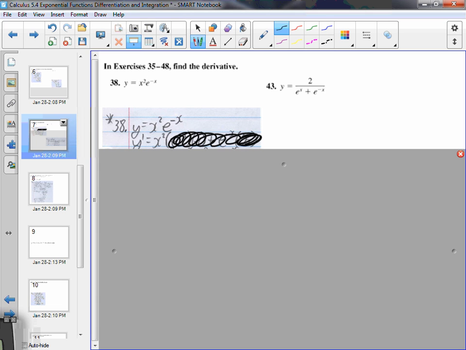Now, the derivative of e to the negative x, that's an e to the u problem. It's not an e to the x, is it? It's an e to the u. The derivative of e to the u is e to the u times the derivative of u. So the derivative of e to the negative x is e to the negative x times the derivative of negative x, negative 1.